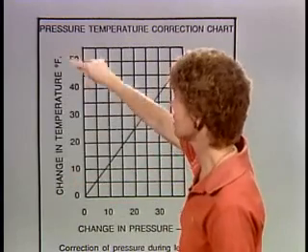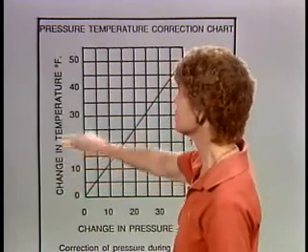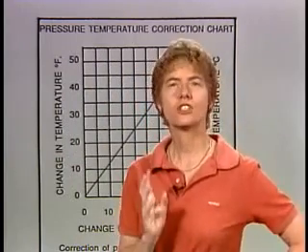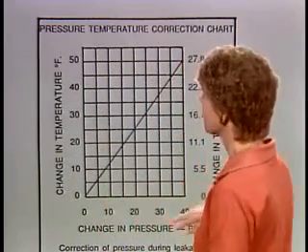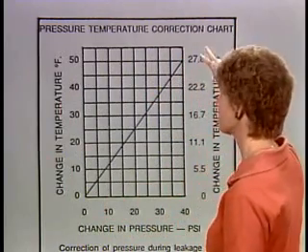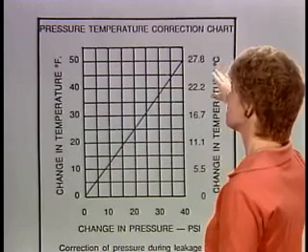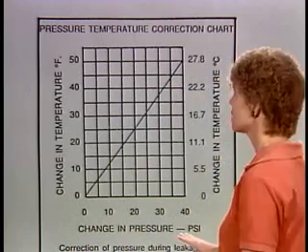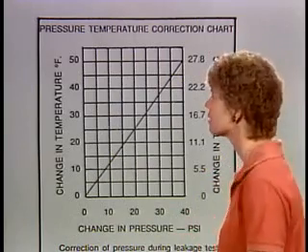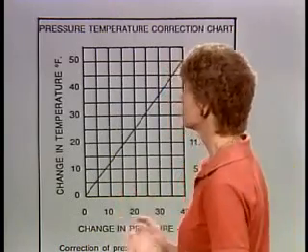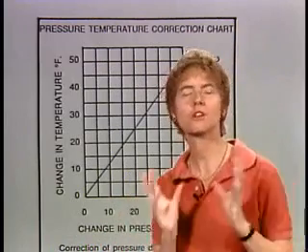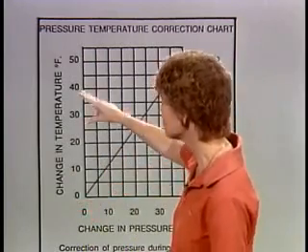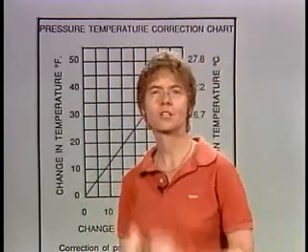Up the left-hand side of that chart is change in temperature in degrees Fahrenheit. That's not the actual temperature. That is the change in temperature. On the right-hand side of the chart, going from bottom to top, is change in temperature in degrees Celsius, and across the bottom of the chart is change in pressure in psi, pounds per square inch. So what we're going to have to know in order to find out how much pressure change is allowed with a change in temperature is what the temperature change was, not so much what the absolute temperature is.